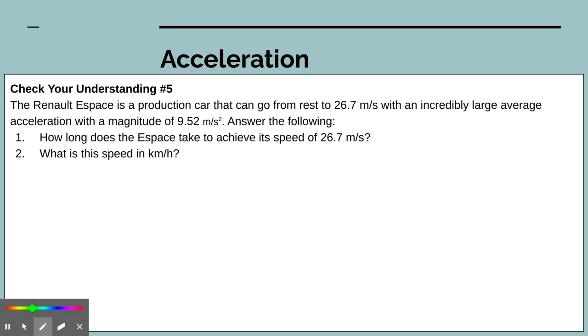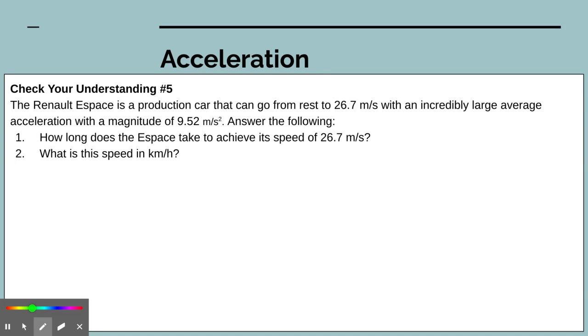So again, just as we start with anything else, we've got the Renault Espace, a production car that can go from rest to 26.7 meters per second with an incredibly large average acceleration with a magnitude of 9.52 meters per second squared. Now we've got to answer the following. How long does the Espace, however you pronounce it, take to achieve its speed of 26.7 meters per second?